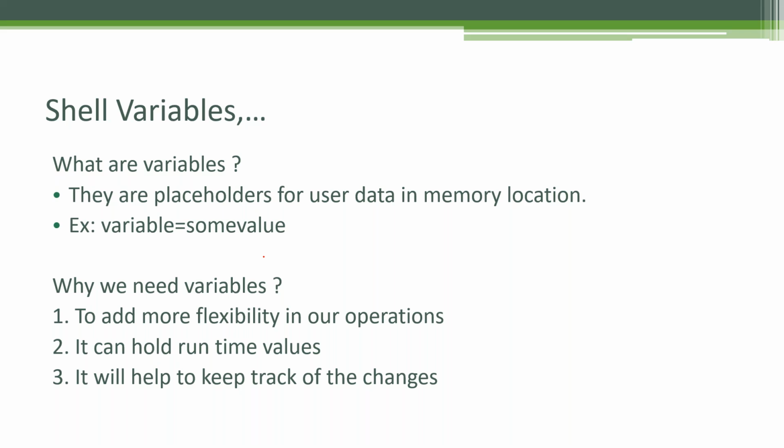And we already know why we need a variable. Basically, it will add more flexibility to our operations and it can hold the runtime values. It also keeps track of all the changes that we want in a program, which we want to use again somewhere down the line in a logical way. We'll store some value in a variable and we can use it in the program. So that's the reason why we want to go with the variables.